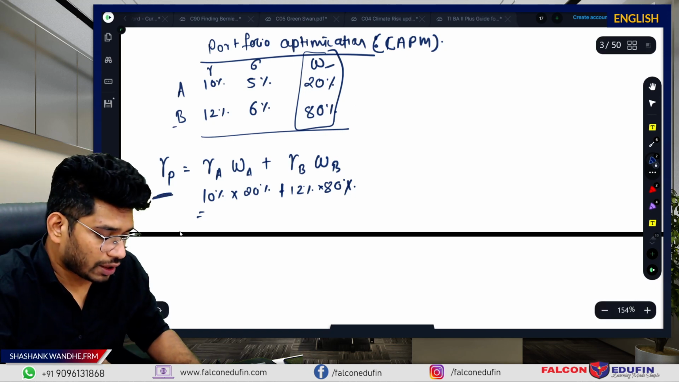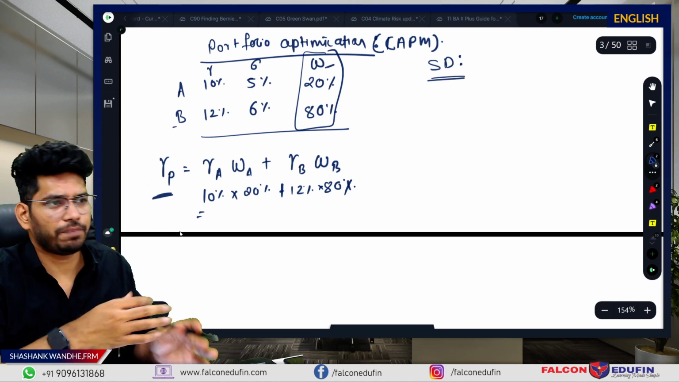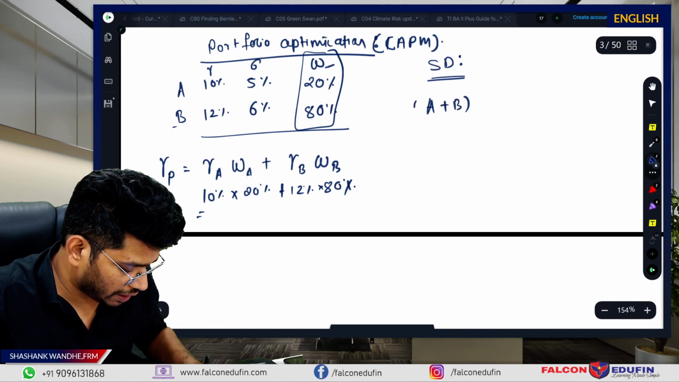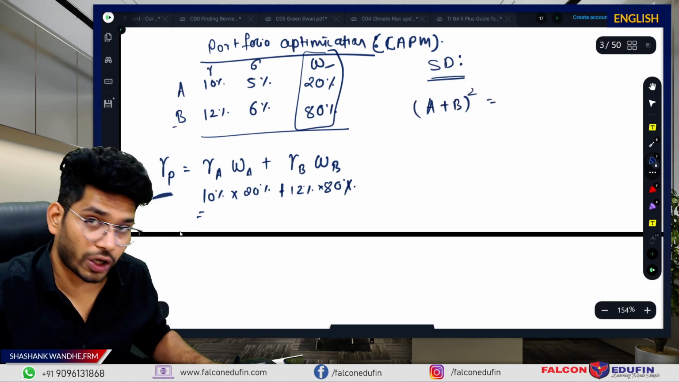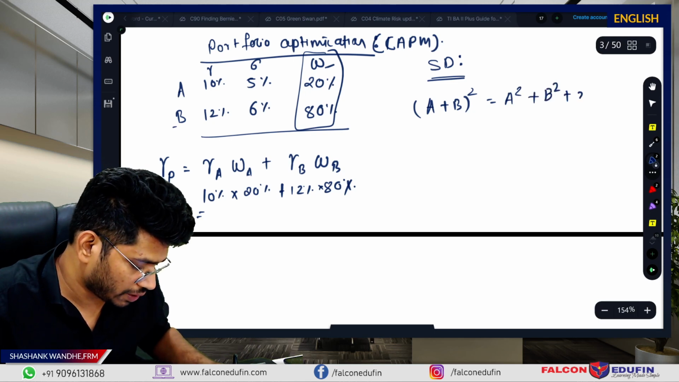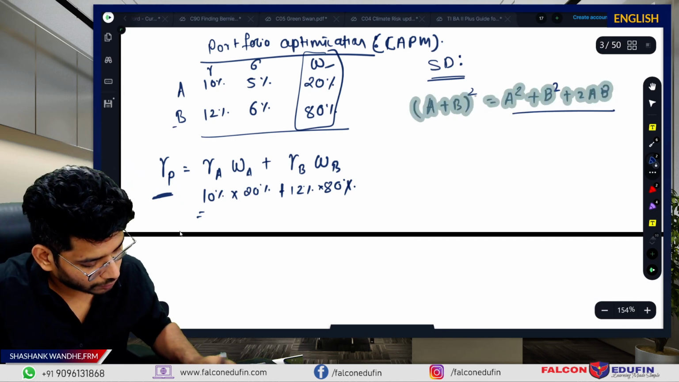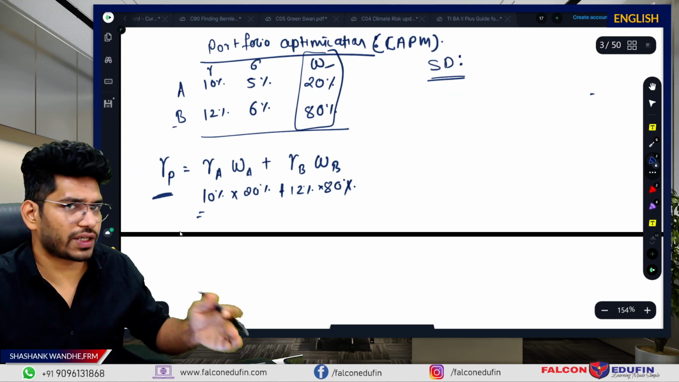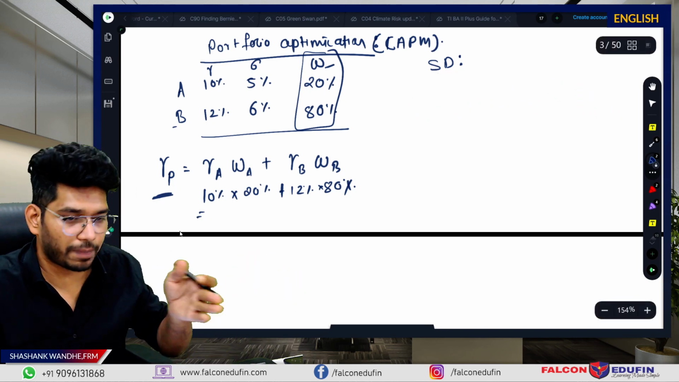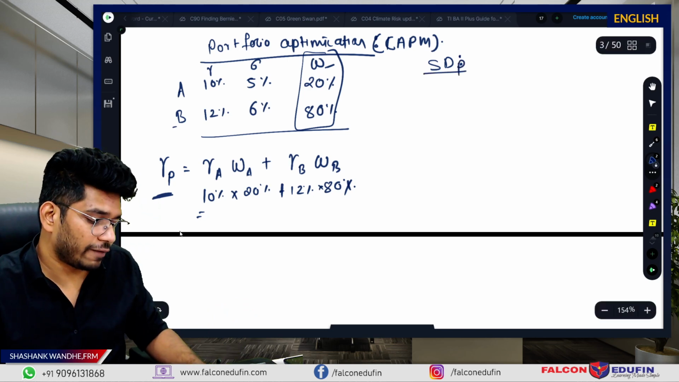Correct? Now what about the standard deviation? Before I begin the discussion, I will just give you a quick revision. (A plus B) square is equal to what? It is A square plus B square plus 2AB. Keep this in mind. And then of course, if it is minus 2AB, then we get A square, (A minus B) square. Right. So what is the formula for the standard deviation of the portfolio?